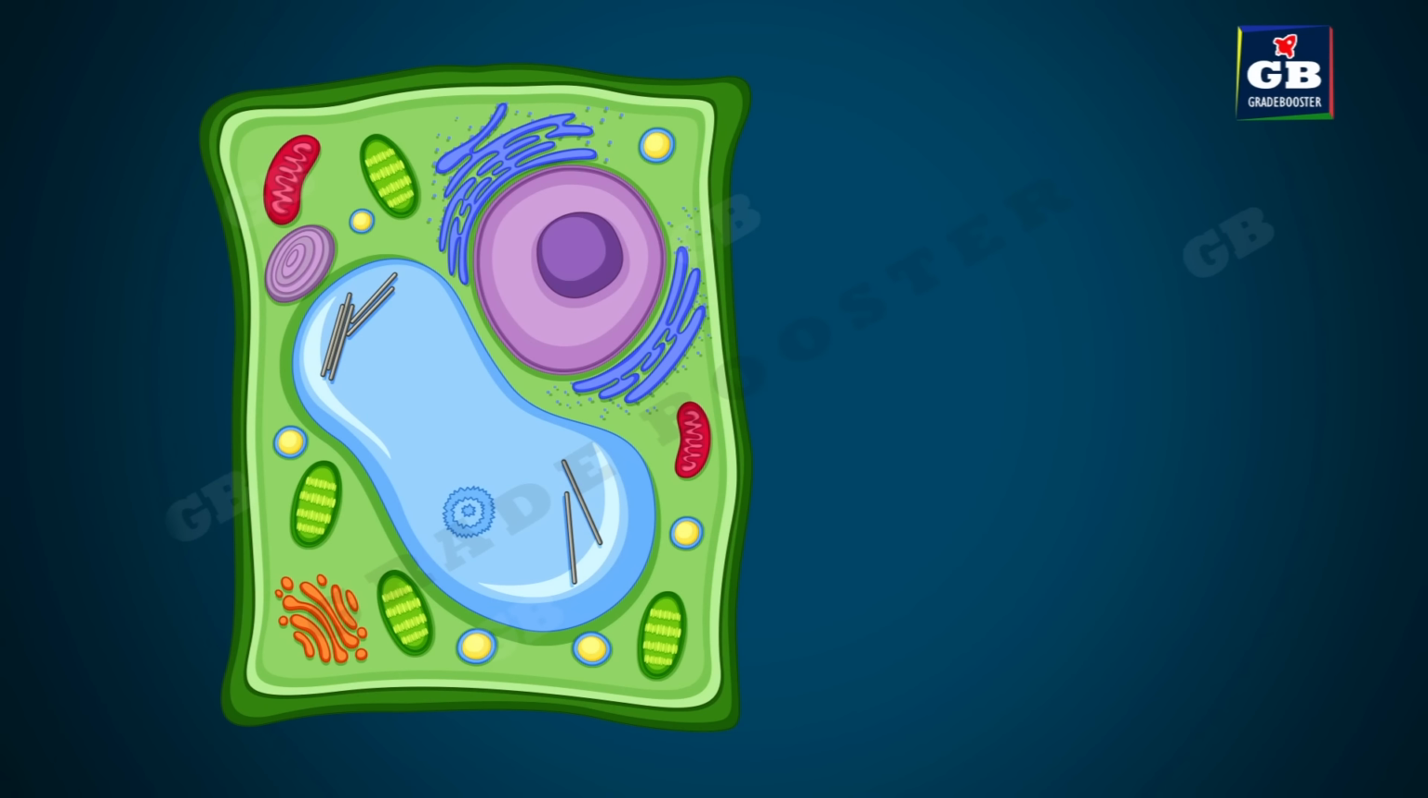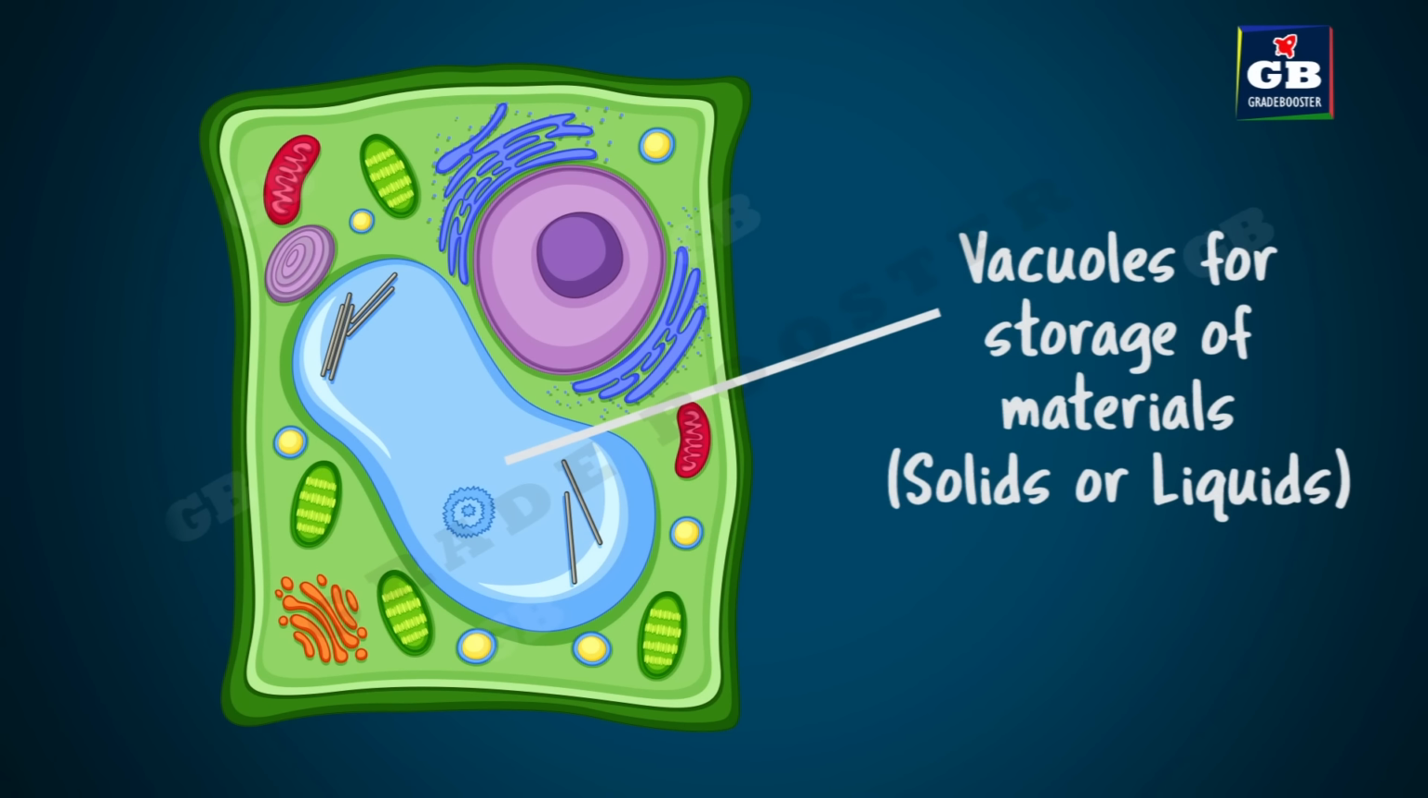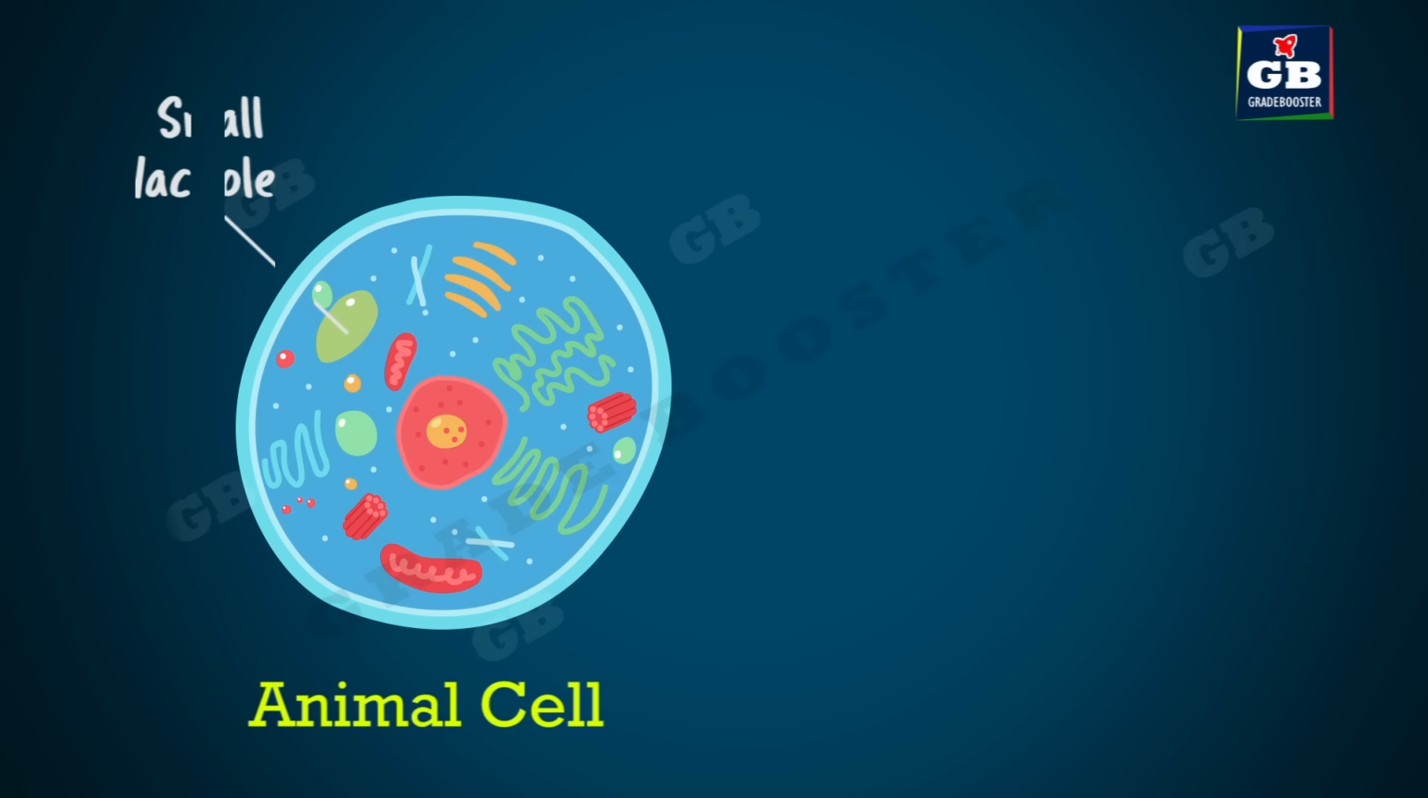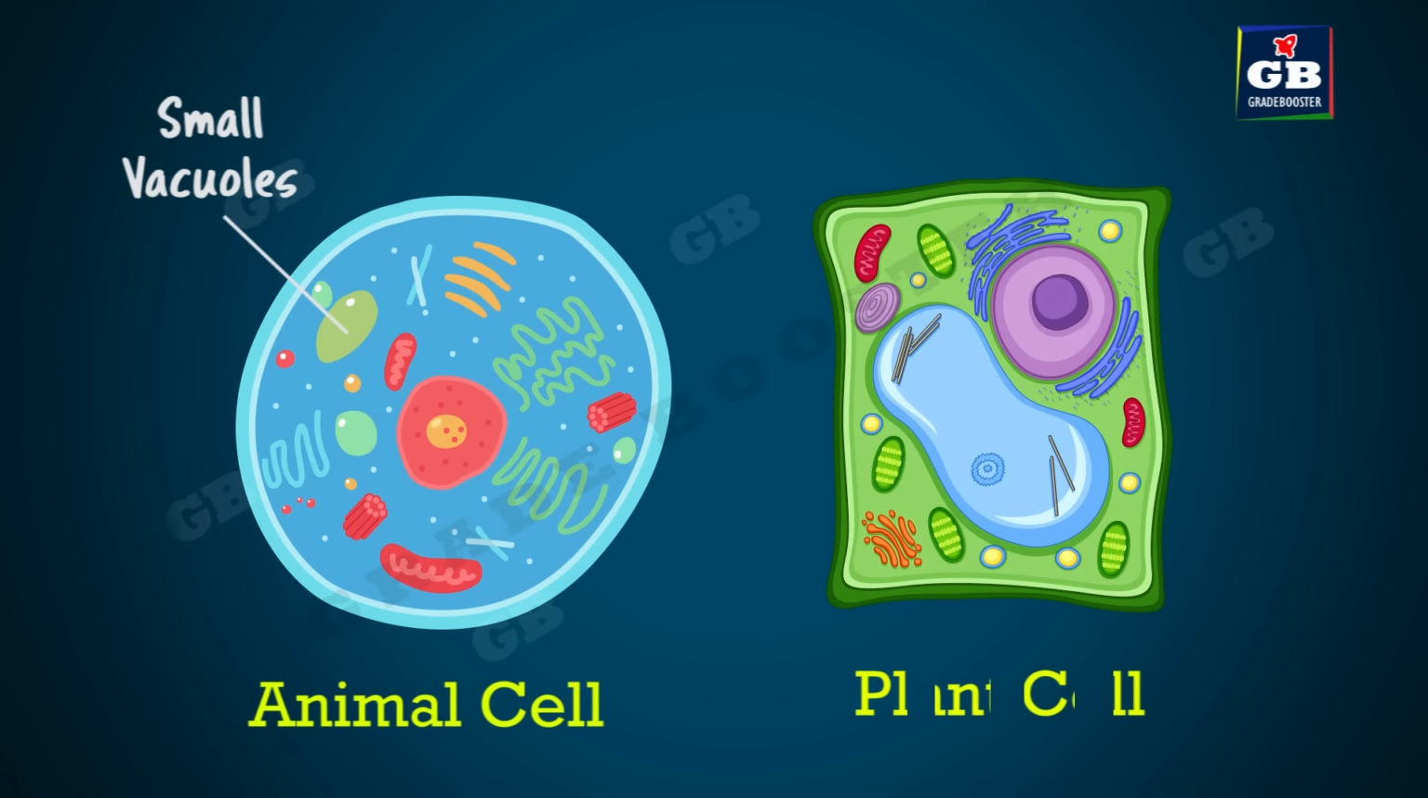Now let us see about vacuoles. Vacuoles are the sacs for storage of materials. Materials in the form of solids or liquids are stored in them. In animal cells, the vacuoles are small in size, whereas in plant cells, the vacuoles are very big and occupy 50 to 90% of the cell volume.